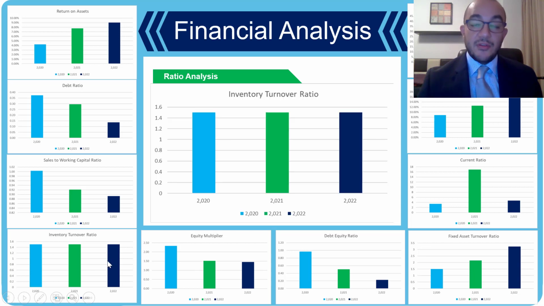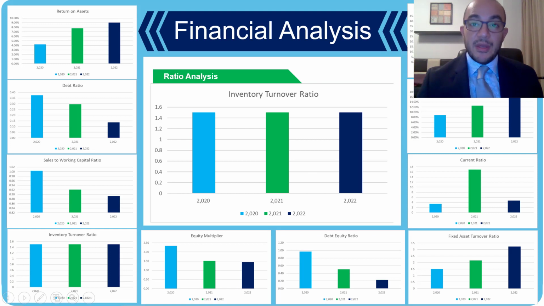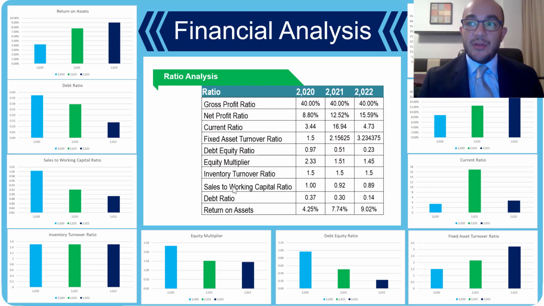The inventory turnover ratio. The inventory turnover ratio is how many days it takes to sell our inventory, and how many days we are keeping the inventory in our warehouse. Here it is 1.5. It is good, acceptable for such a type of business.